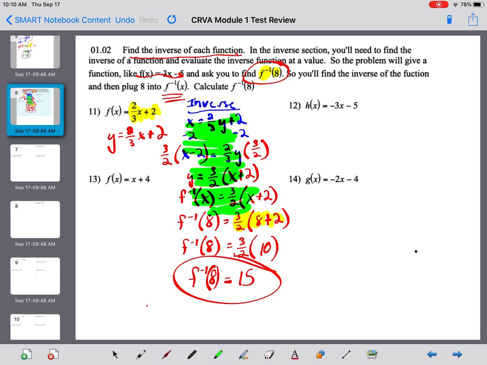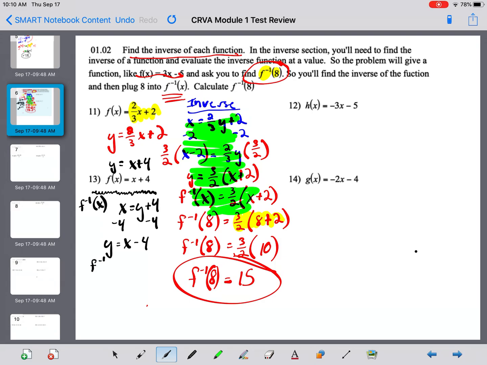Let's try number 13. So again, this looks like, really I'm thinking y equals x plus 4. That's what that initial f of x function is. But now to get the inverse, I'm just going to draw a little line. Now I'm going to work on the inverse. So now I switch the x and y. So x equals y plus 4. And now I solve for y. Well, all I have to do is subtract 4 and I'm done. Y equals x minus 4.